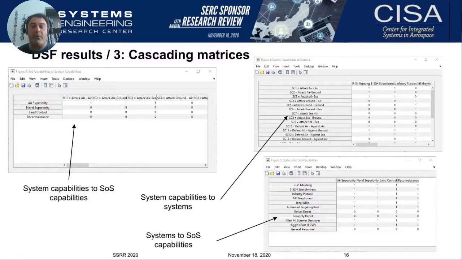Third, the qualitative cascading matrices. Where do the capabilities come from? Which system is providing the mission level capabilities? Which system of system capabilities, where do they come from? So this is where the user can look at it and say, okay, now you tell me that this portfolio will satisfy my requirements. How does that work? Where does this exact mission requirement come from?